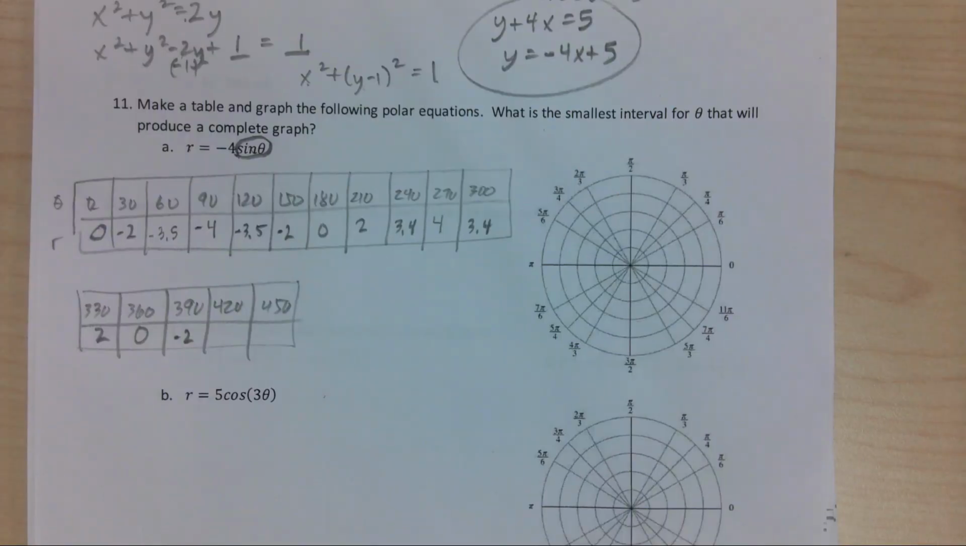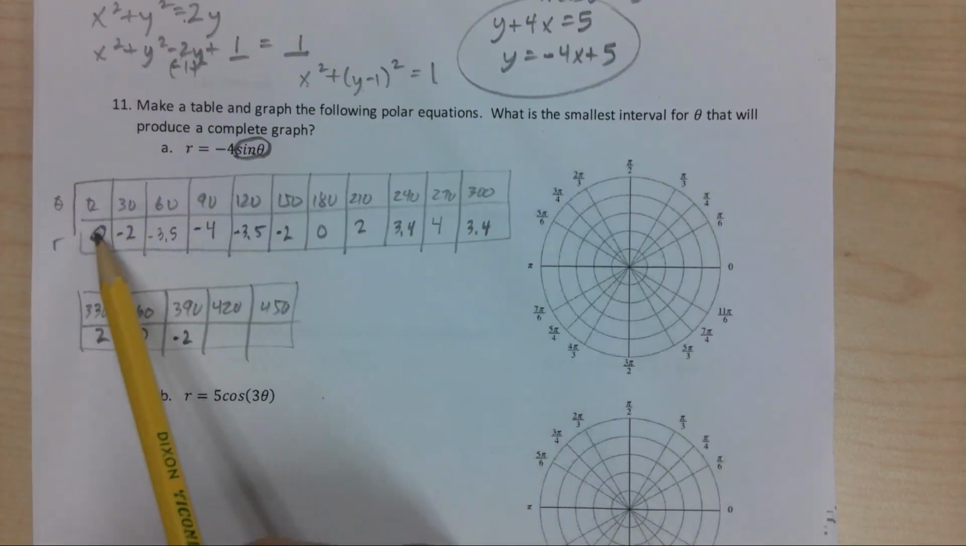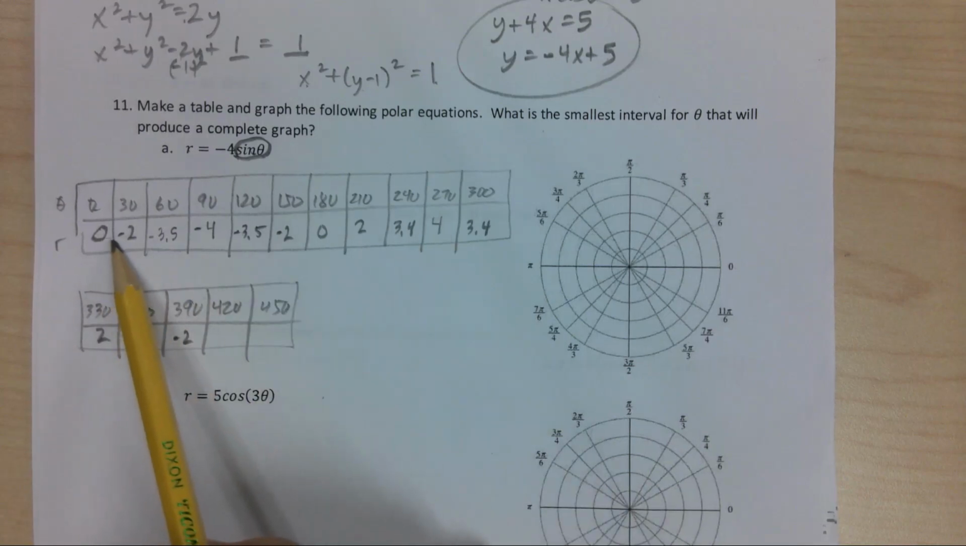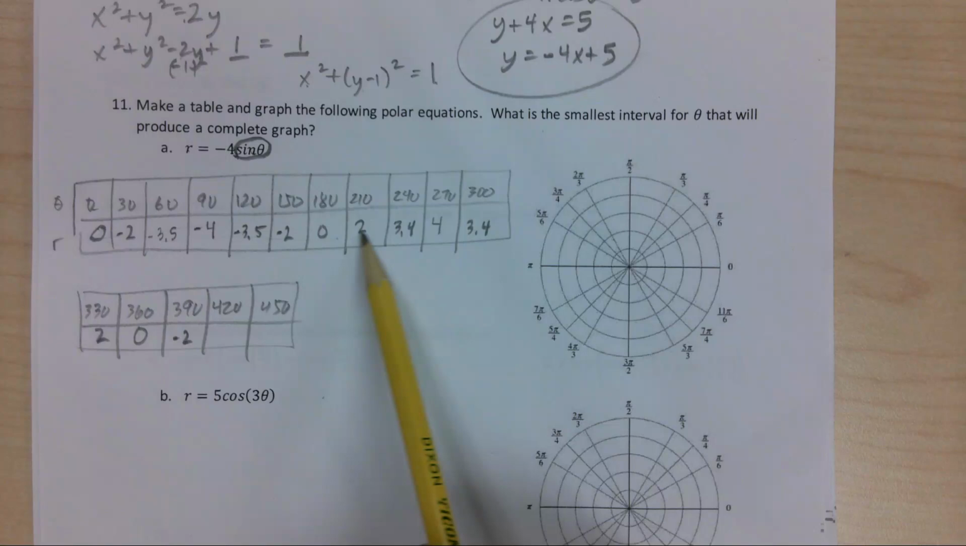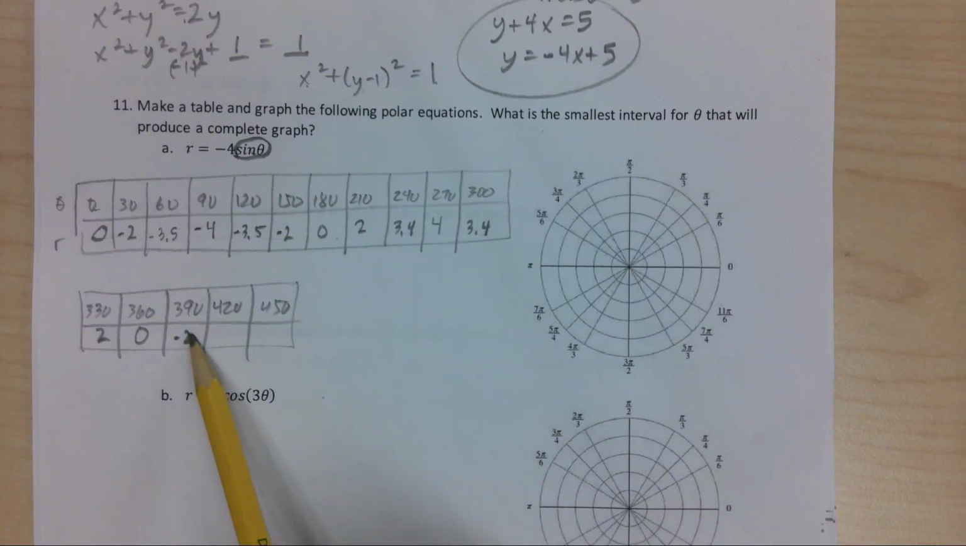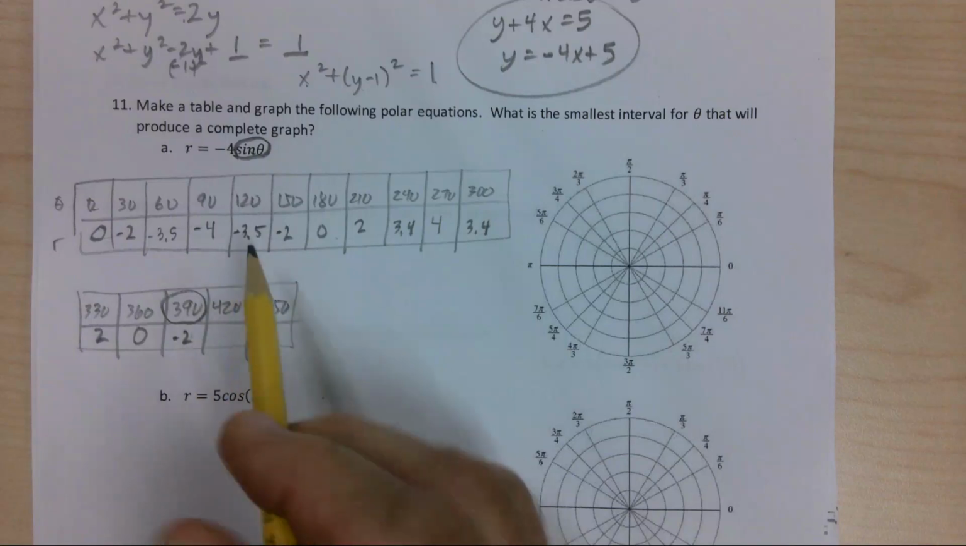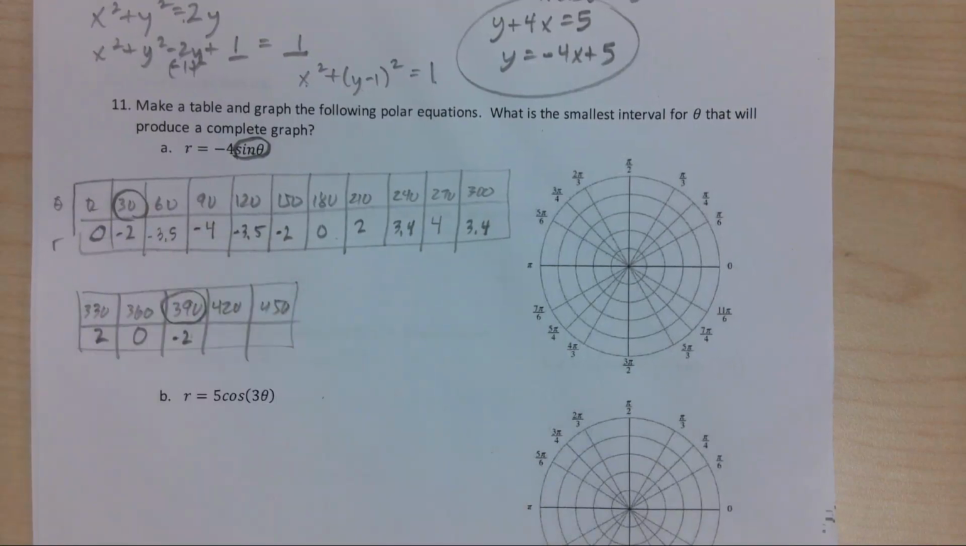Okay, so I'm going to plot a few of these and just talk about it. Typed them all in, got these answers. You can see a pattern here: all negative r's, then the positive r's come, and then the negatives start up again. 390 is the same thing as 30. As far as the calculator is concerned, you can see it starting to repeat the pattern.